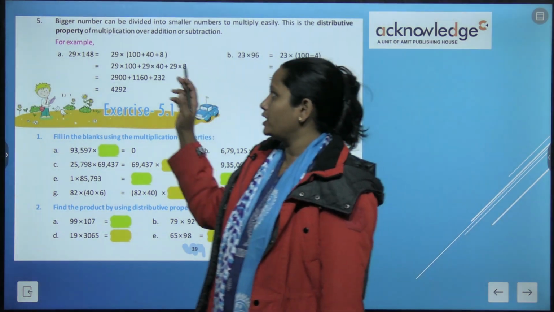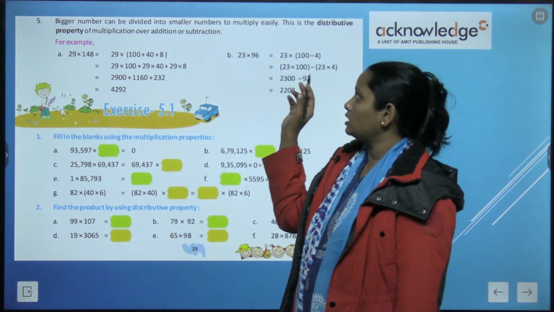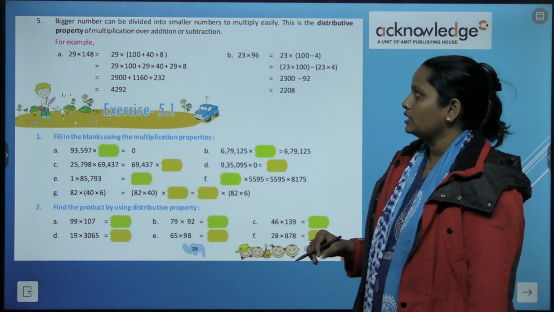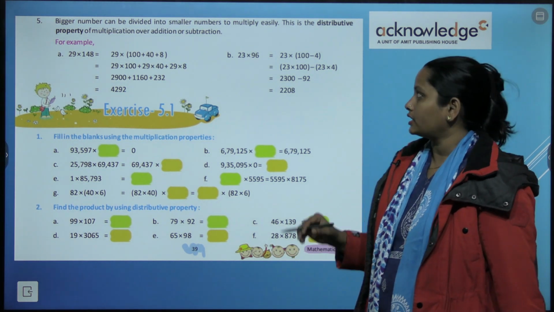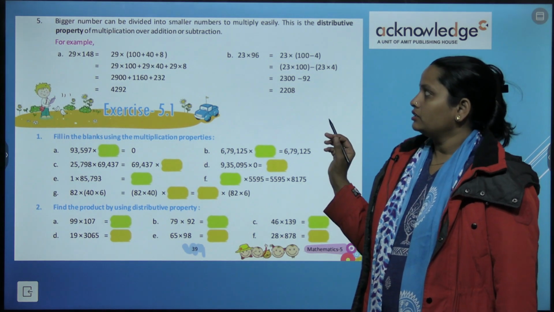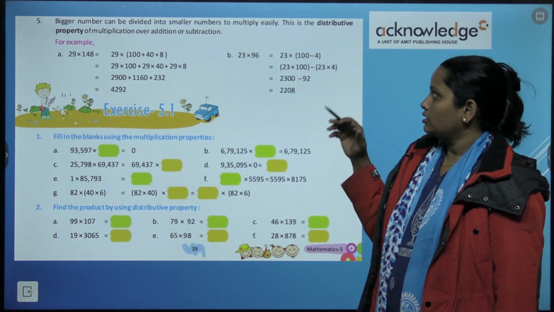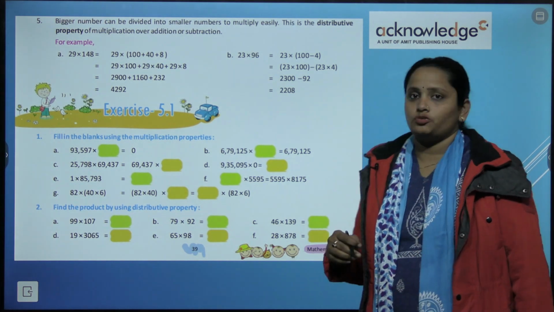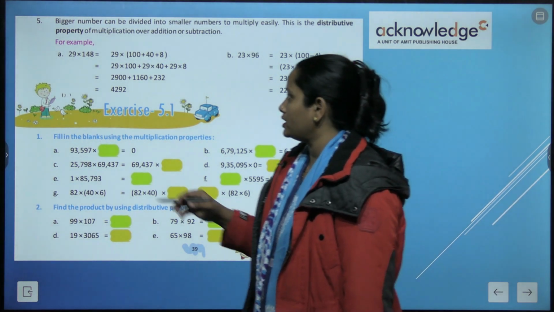Fifth property is bigger number can be divided into smaller numbers to multiply easily. What can we do with a bigger number into smaller numbers? We can divide it. And we can multiply it easily. It is a distributive property. This is called the distributive property.